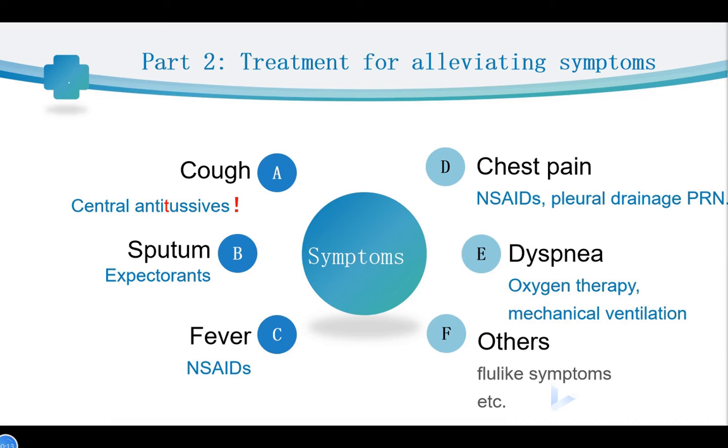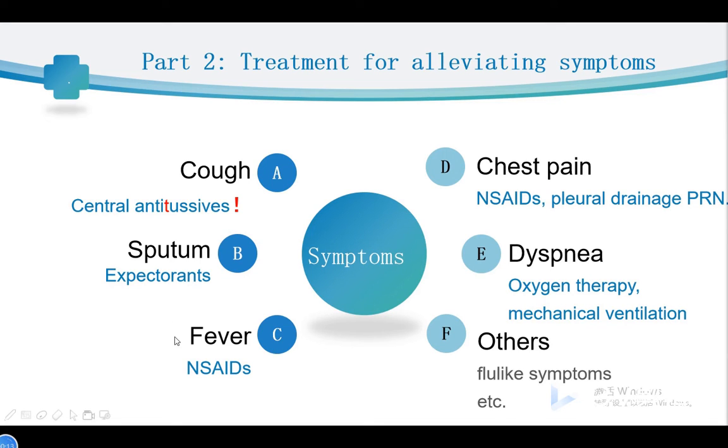If we use this drug for patients with a large amount of sputum, the sputum will be hard to cough out, and in this condition, the sputum will obstruct the airway and finally result in the exacerbation of the infection and the risk of apnea. So, for patients with sputum, expectorants are much more important than central antitussives.